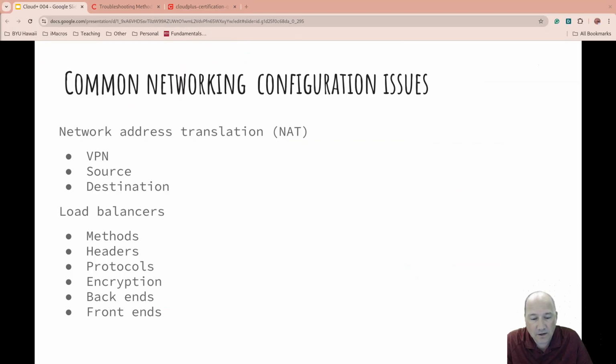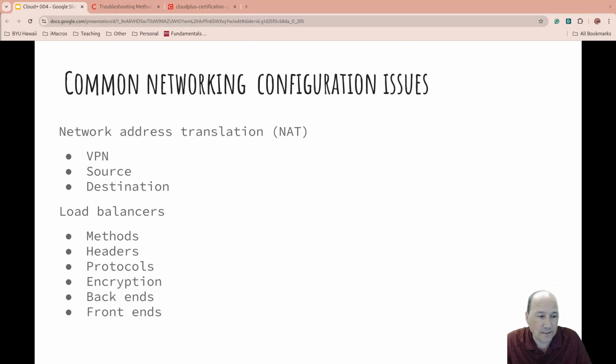Maybe there's a VPN. I talked about having subnets for one client and their partner, and they had a VPN, and now you're having IP clashing on both sides. So how do you handle that? The source and destination IPs.